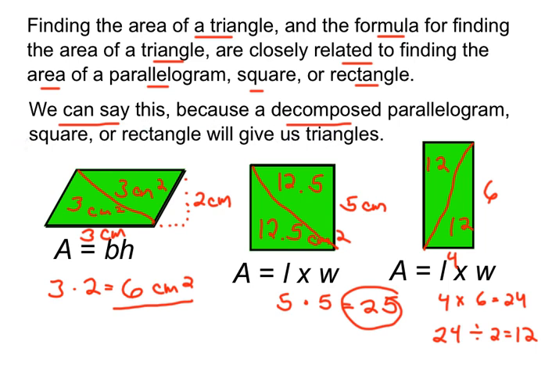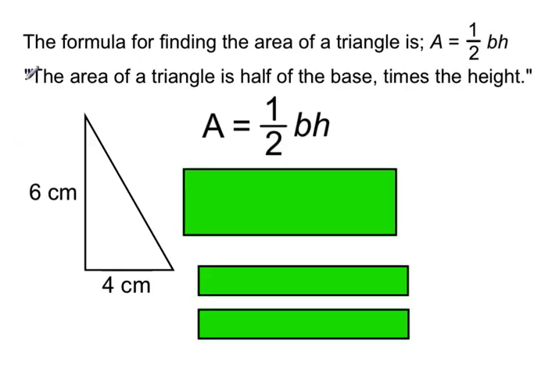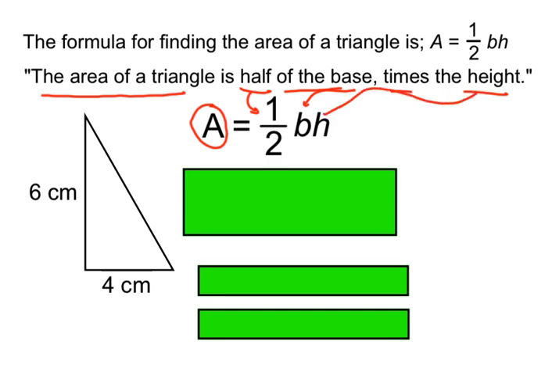All right? Let's take a look at the actual formula. The formula for finding the area of a triangle is area is equal to 1/2 times base times height. So the formula is read like this. The area of a triangle is half, okay, so the area of a triangle is half of the base, meaning multiplying, half of the base times the height, which is the last operation.